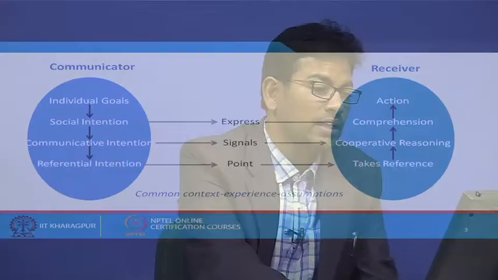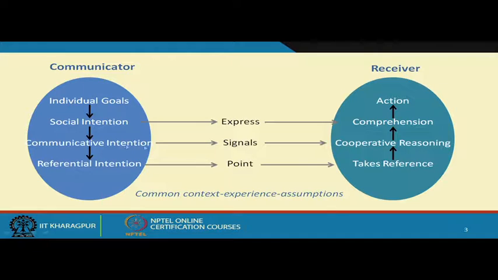So again, if we look at this particular diagram, this is communicated in terms of various signals, and these signals are nothing but designed entities. It is very, very important for us to understand that at this level the communicator starts letting out signals, and that signal is received by the receiver, and there is a cooperative reasoning which takes place.